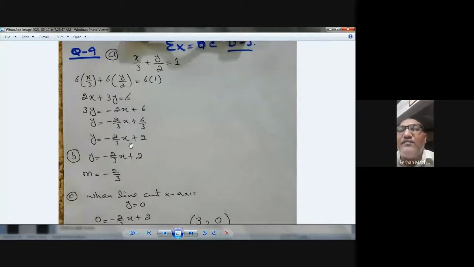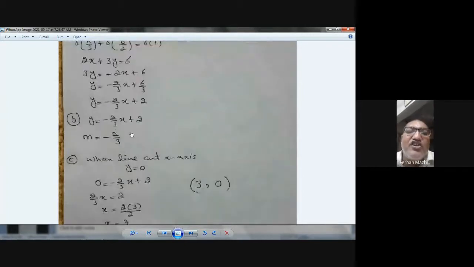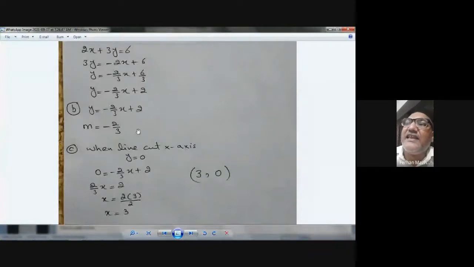So if the equation of the line is given, you make the y alone on one side, then whatever will be the coefficient of x, that will be the gradient. If you make y alone on one side, whatever will be the coefficient of the x on the other side, that will be the gradient of that line. So you can see when y is alone on this side, the coefficient of x is minus 2 by 3. So minus 2 by 3 is the gradient of this line. So the gradient of this line is minus 2 by 3.